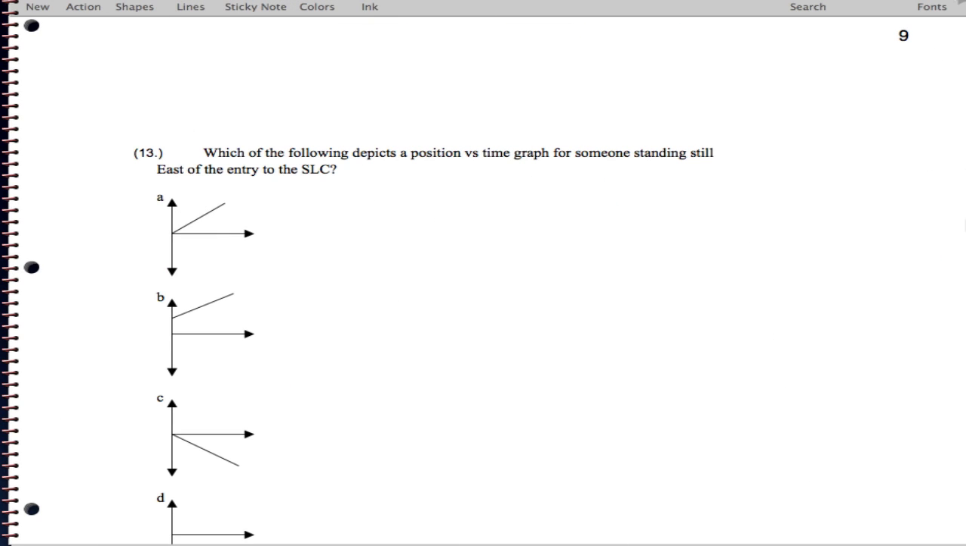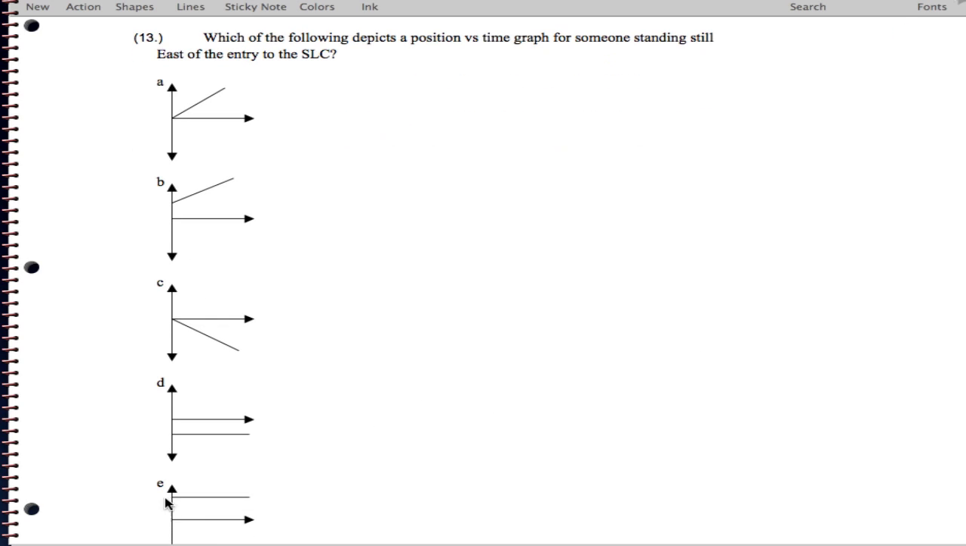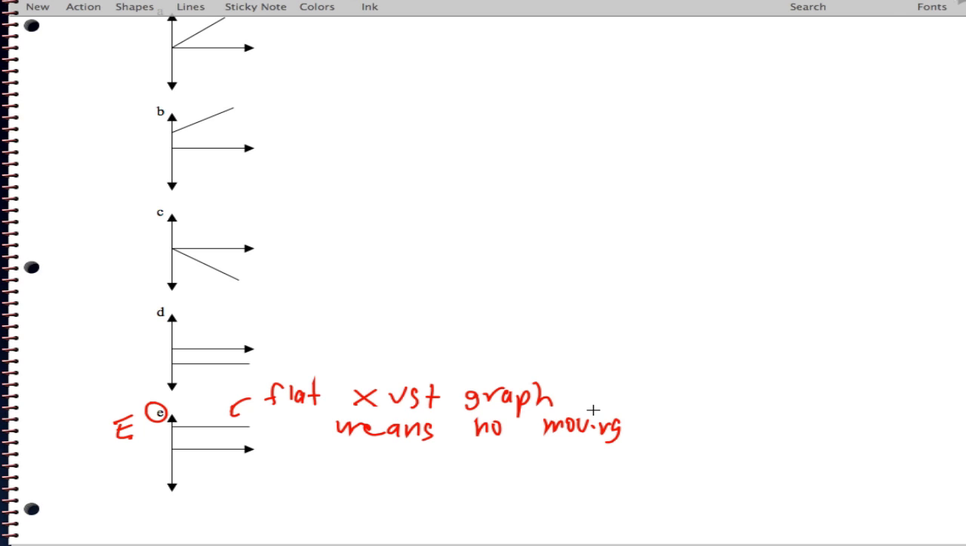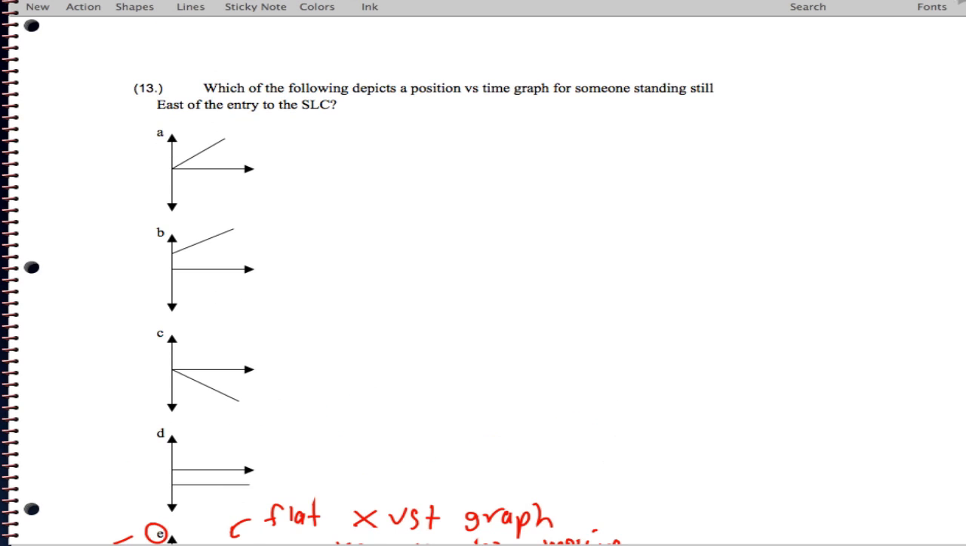Now, which is a position versus time graph for someone standing still east of the doorway? Let's see which choices work. That would be choice E right there, because this is east. And remember, a flat position versus time graph means no moving. That's how that one works.